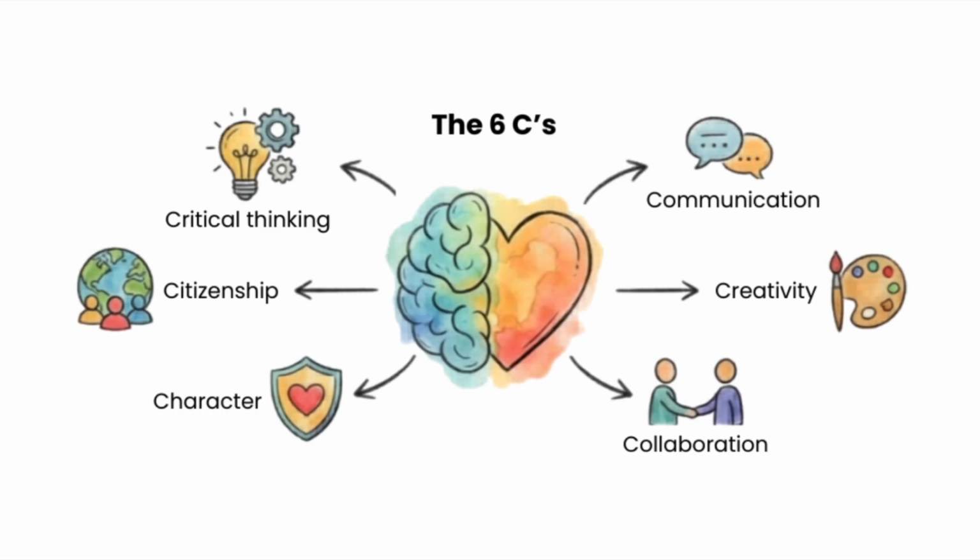For communication, AI can support students in expressing their ideas more clearly, whether that's through writing, visuals, or even language translations, but the thinking still needs to be theirs. Creativity is where AI can really shine. It can help students brainstorm, explore ideas, and create in ways that might not have been accessible before. And finally, collaboration. AI can act as a thinking partner, but it can also support students working together by generating ideas, organizing thinking, and building on each other's contributions.